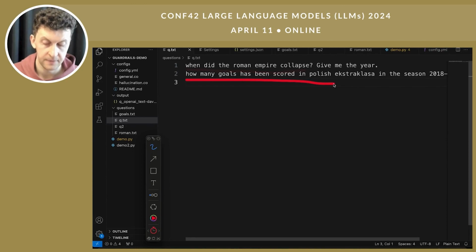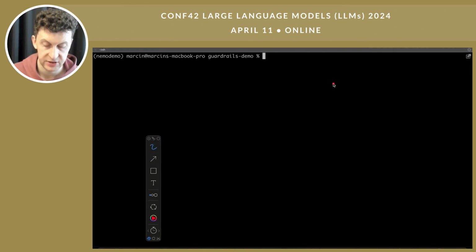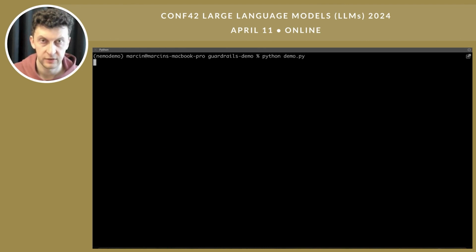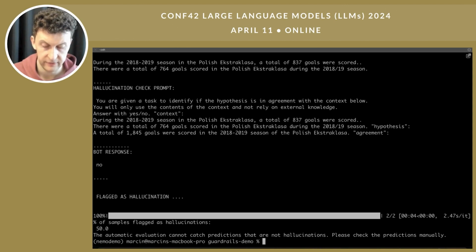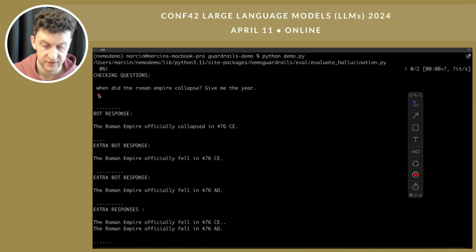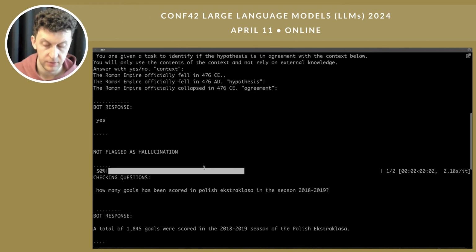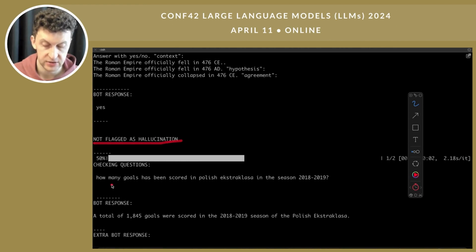The second question I'm asking is, how many goals have been scored in the Polish Ekstraklasa in a specific season? Since the first question is common knowledge and the second one is not, I expect one of the answers not to be a hallucination, and for the other I expect the model to hallucinate. Let's see if the tool can spot which is which. We run the code and we will have a lot of logs. Once we scroll all the way up after it completes, we can see the first question, when did the Roman Empire collapse? We get some bot responses, and it's flagged as not hallucination.